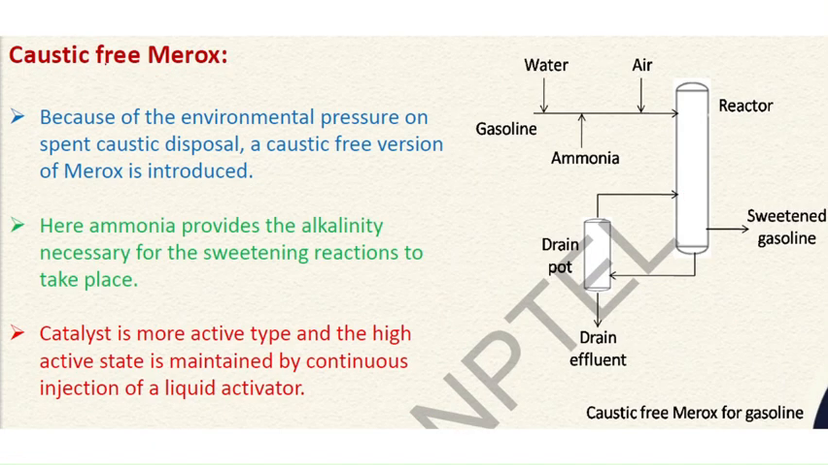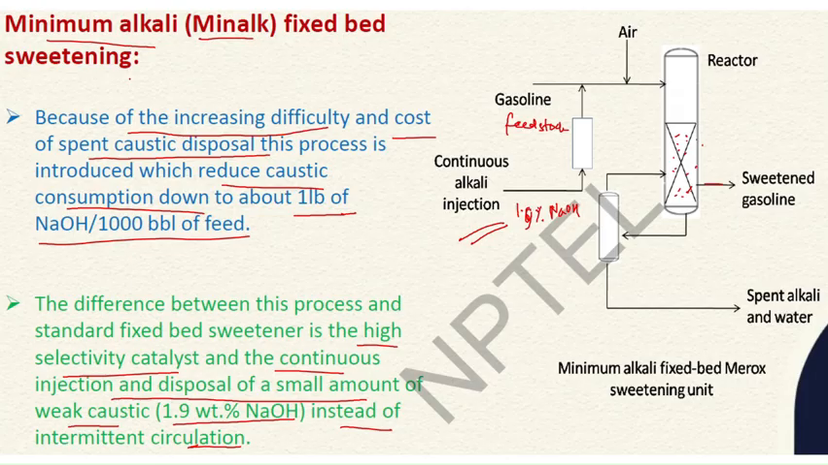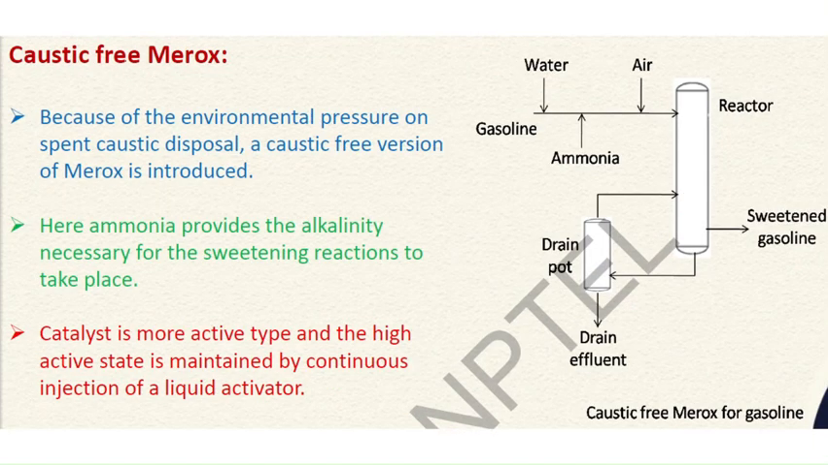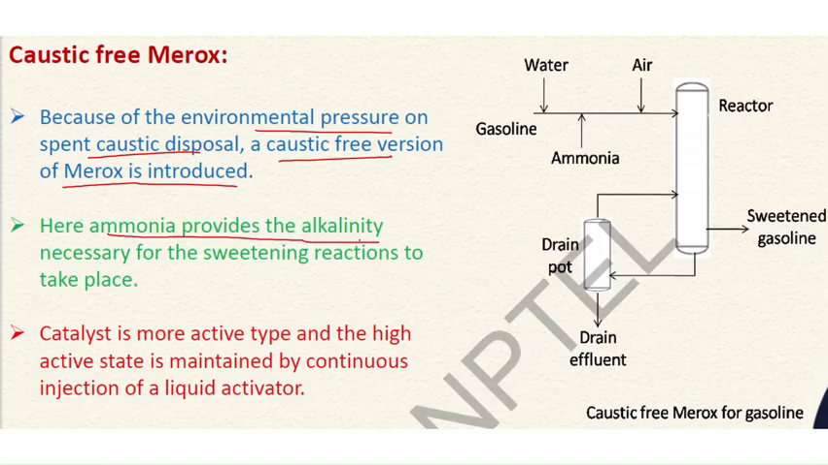Coming on to the caustic free Merox. After that caustic treatment, further another procedure which is the caustic free Merox. Here, complete elimination of the caustic solution was done because of the environmental pressure due to the spent caustic disposal, and a caustic free version of Merox was introduced. Here, ammonia was used to provide the alkalinity necessary for the sweetening procedure. The caustic was completely eliminated. In place of that, ammonia was used.